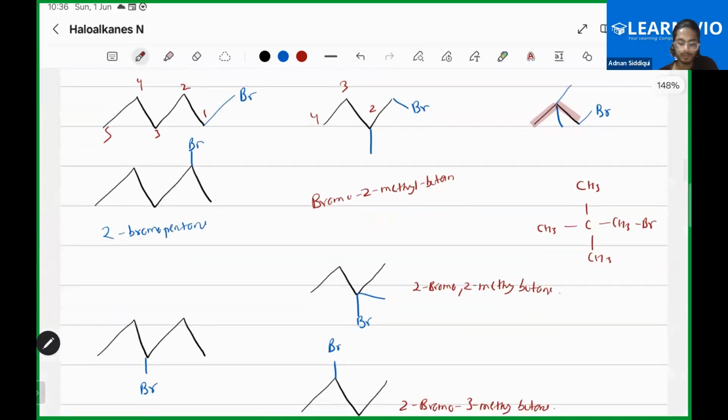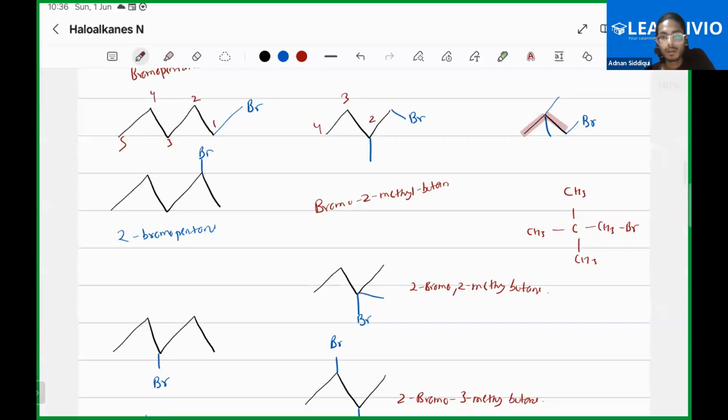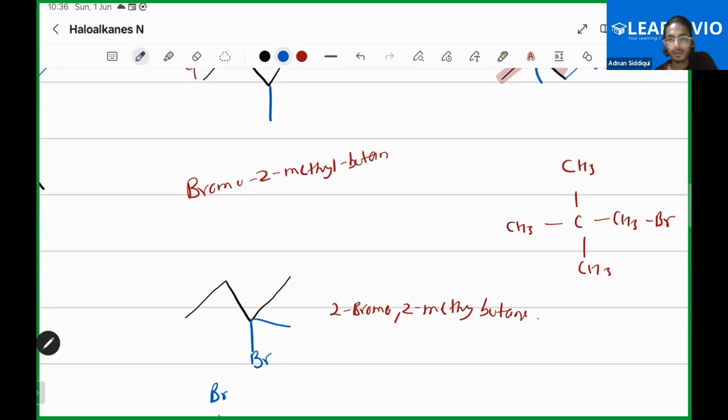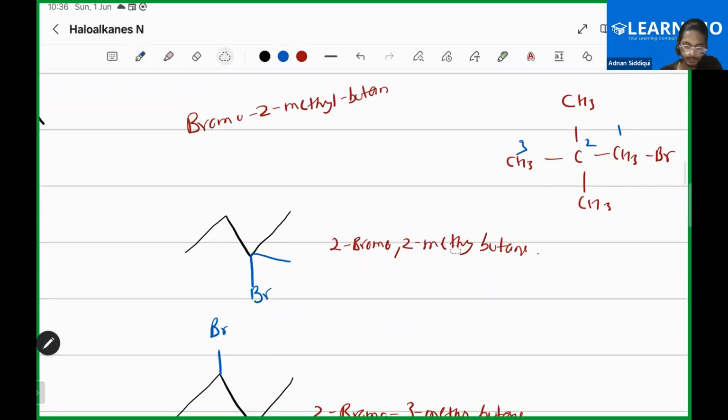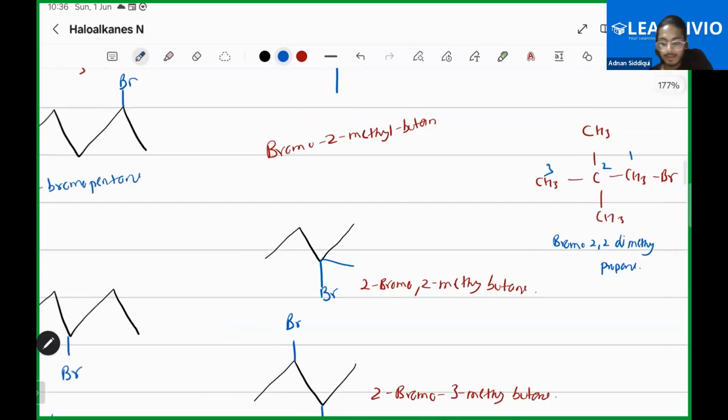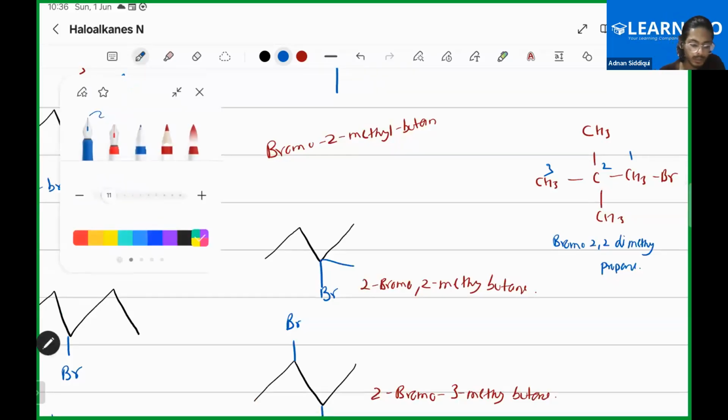So what should be the name of this compound? Bromo, first of all, 3, okay, dimethyl propane. See, 1, 2, not 3. Bromo 2,2-dimethyl propane. Yes. 2,2-dimethyl propane, right? Sir, is there any possibility where we can get a different isomer? You can do one thing here, sir.